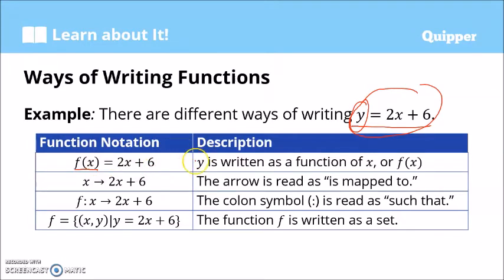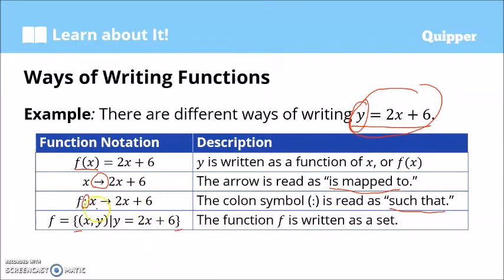Another way of writing this function is by using this notation. This is read as x is mapped to 2x plus 6. So this arrow is read as "is mapped to." Mapping ang tawag dito. Another way of writing this is using this colon. This colon is read as "such that." So we read this as f such that x is mapped to 2x plus 6. Another way of writing is using braces.